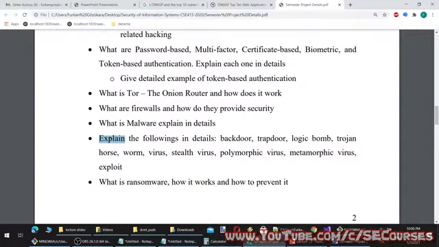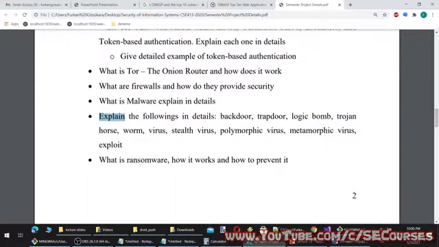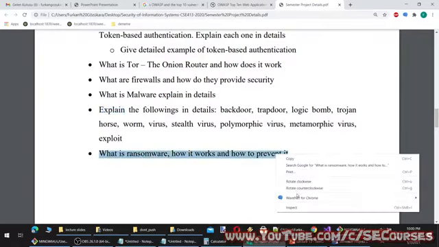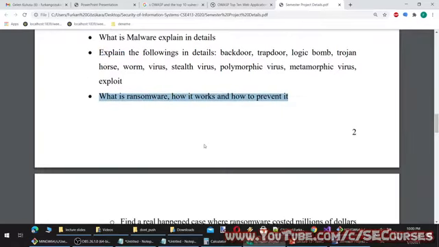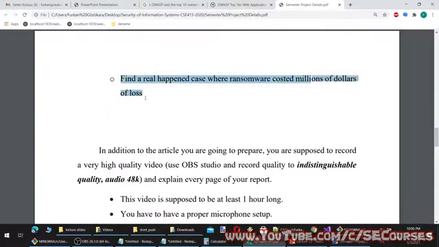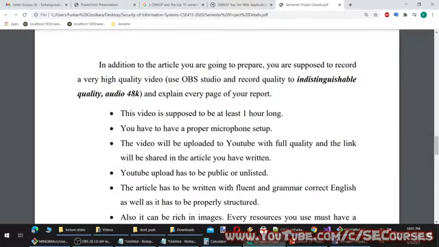Also, whenever you use an image, a video, or whatever, give them references. So write under your picture, for example, the source of the image. Okay, this is important in academic writing. What is ransomware, how it works and how to prevent it? Find a real happened case where ransomware costed millions of dollars of loss.